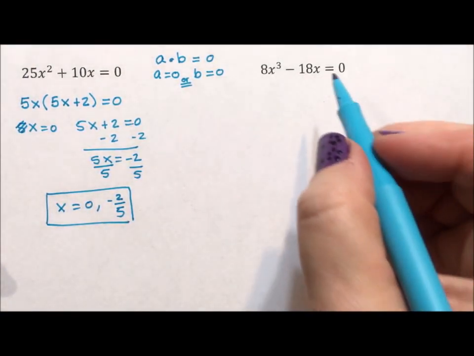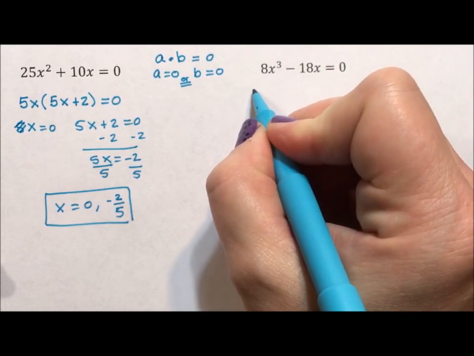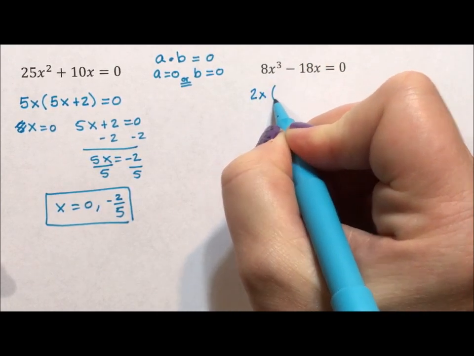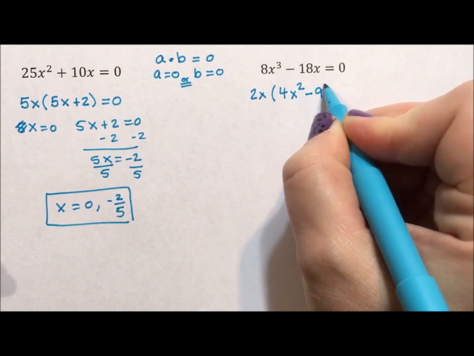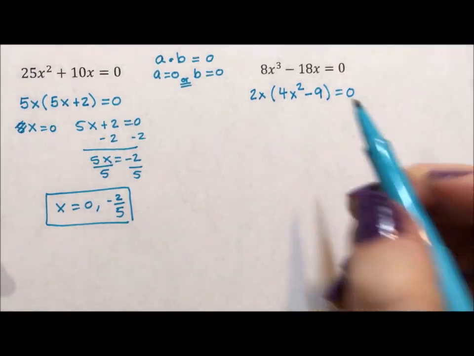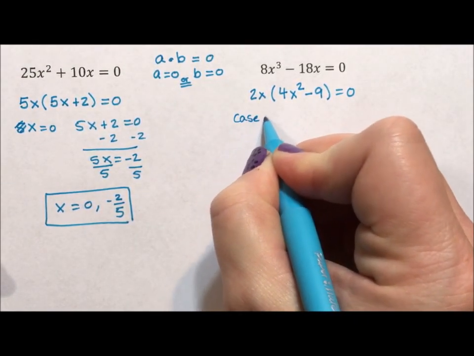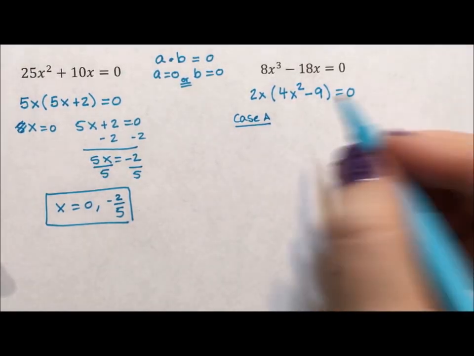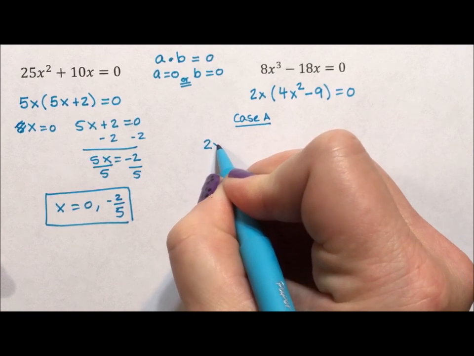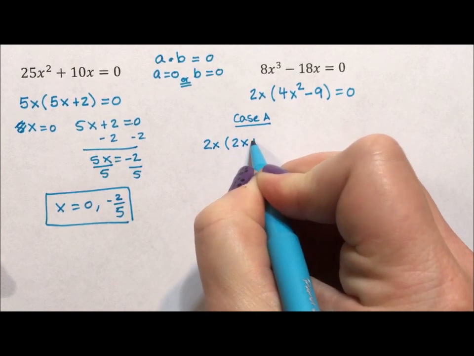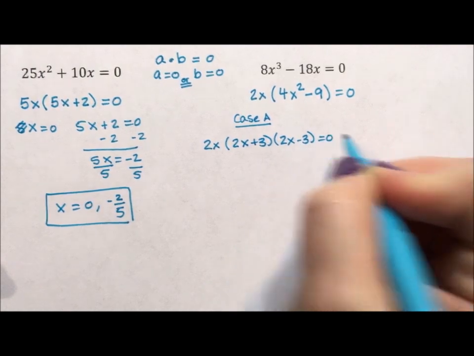For my second example, I'm going to start the same way. I'm going to take out the greatest common factor, which in this case is a 2x. I'm left with 4x squared minus 9. I have two ways to solve this. The first way, case A, is I can continue factoring. This right here is a difference of two squares. So I have 2x times 2x plus 3 times 2x minus 3 equals 0.